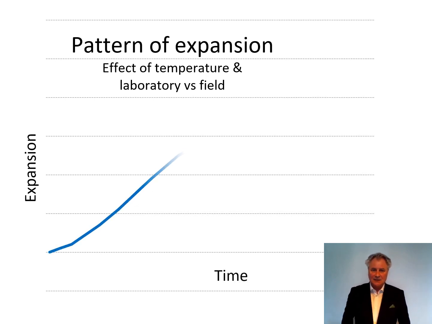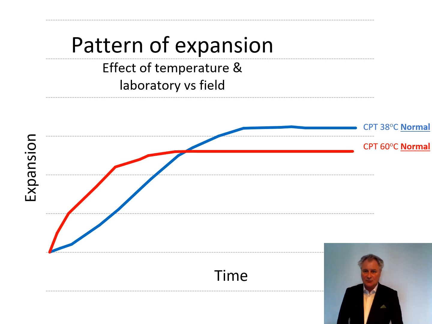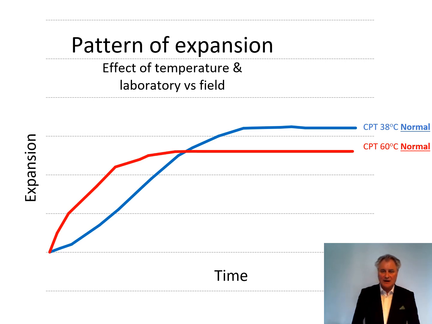We see in a typical concrete prism test at 38 degrees that it flattens out something like this over time, and that is probably due to the alkalis starting to leach out over time, and it flattens out. Similar you see for 60 degrees. It's starting more rapidly, but it's flattening out more rapidly as well. Probably the leaching is starting earlier in the 60-degree test compared to the 38-degree test.